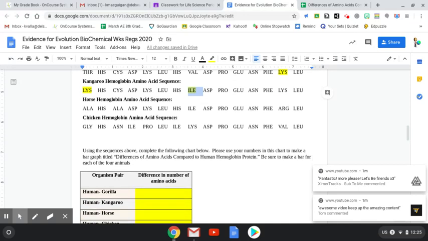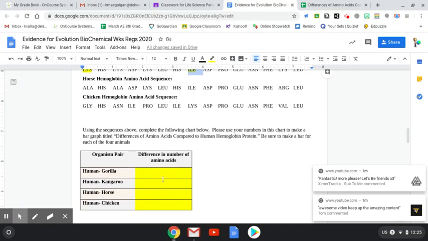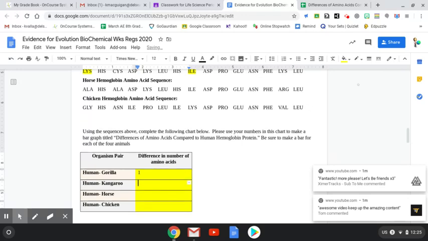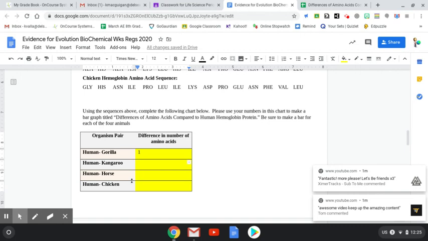Then you're going to go through and count how many differences there are. So when we compared the human and the gorilla, there was only 1 difference. So in this chart, you're going to write 1. Okay, and then you're going to do the human and the kangaroo, so on and so forth. So that's how you do that part. Now, once you have this data, you're going to need to do a bar graph.